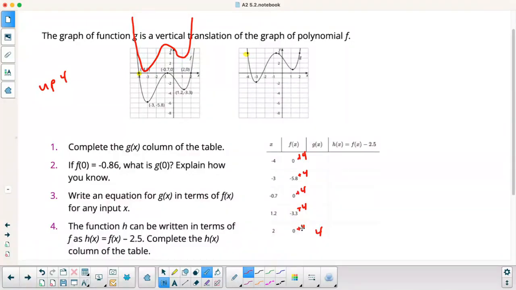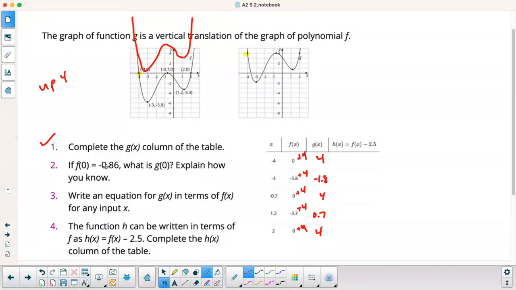So that would give me 4. This would give me 0.7. That would be 4, negative 1.8. And then this would be 4. Okay, so there's that. If f of 0 equals negative 0.86, what is g of 0?